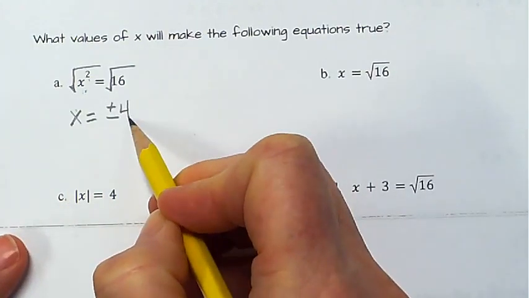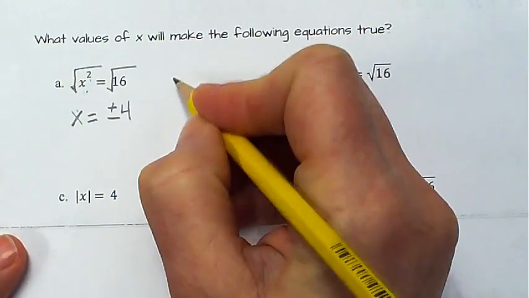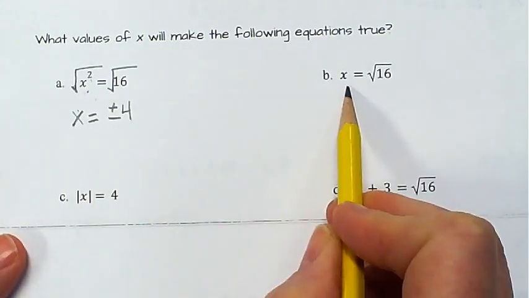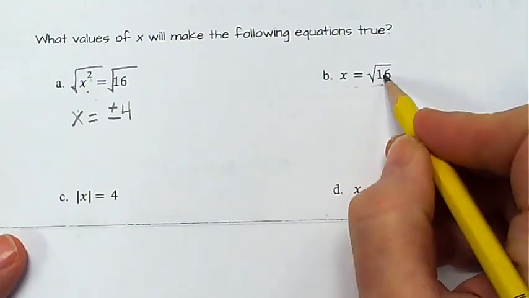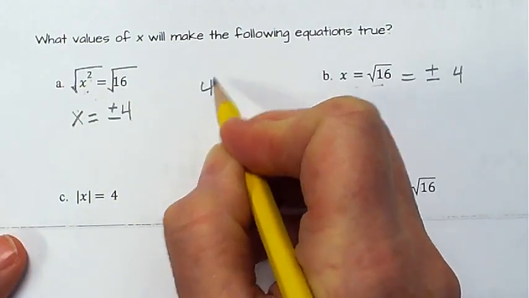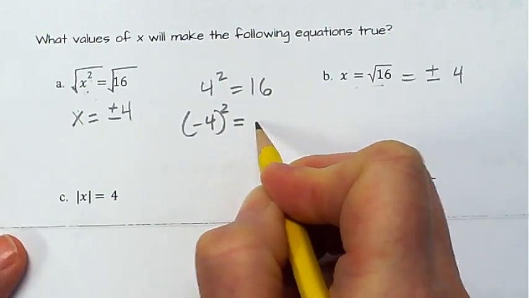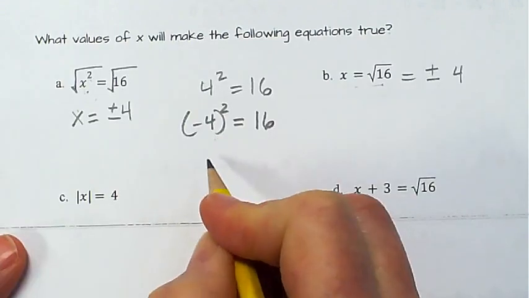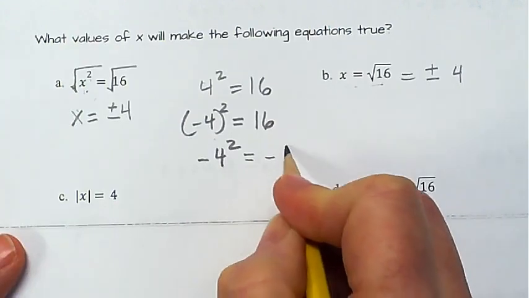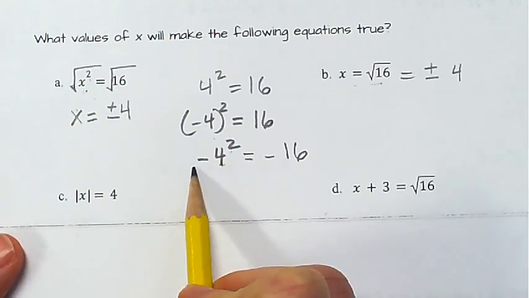Square root of 16 could be positive 4 because 4 times 4 is 16. And it could be negative 4 because negative 4 times negative 4 is 16. So this is kind of the same thing over here. The square root of 16 is plus or minus 4. 4 squared is 16. Negative 4 squared, negative 4 times negative 4 is also 16, which is not the same as negative 4 squared without parentheses. That is negative 16 because by order of operations we would square 4 and then we would just take the opposite of that.